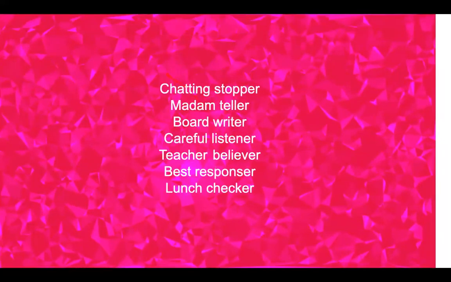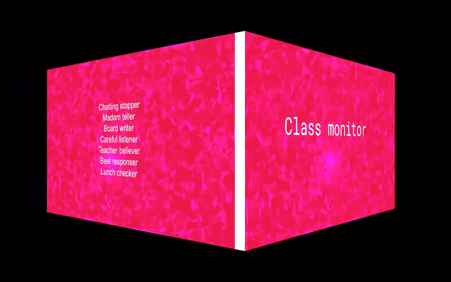Now, let's take an example of a kenning. Chatting stopper, madam teller, bored writer, careful listener, teacher believer, best sponsor, lunch checker. So here, as I said, the last words should always end with ER. If you can see, all the words I've made at the last are ending with ER: stopper, teller, writer, listener, believer, responser, and checker. And I've made one word as the adjective. Also, these are all metaphors, if you can see. So the answer for this kenning is a class monitor.